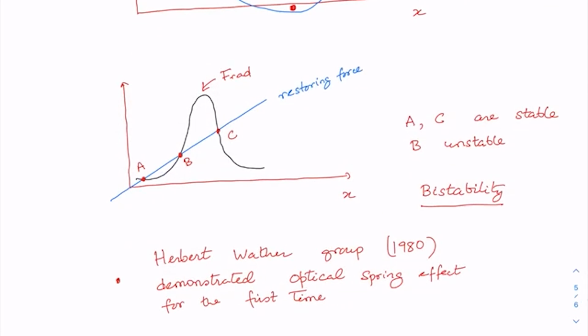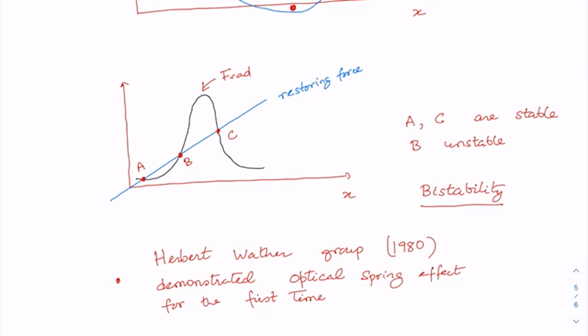Also we saw that the restoring force and the radiation pressure force in a typical cavity optomechanical system may balance at some points. For example, here in this figure, at points A, B and C, the radiation pressure force is exactly equal to the restoring force.